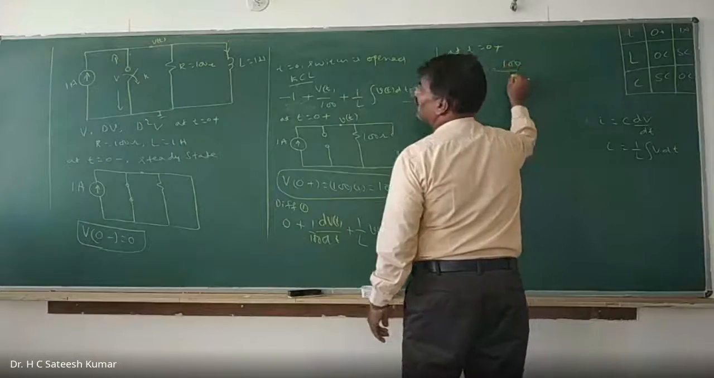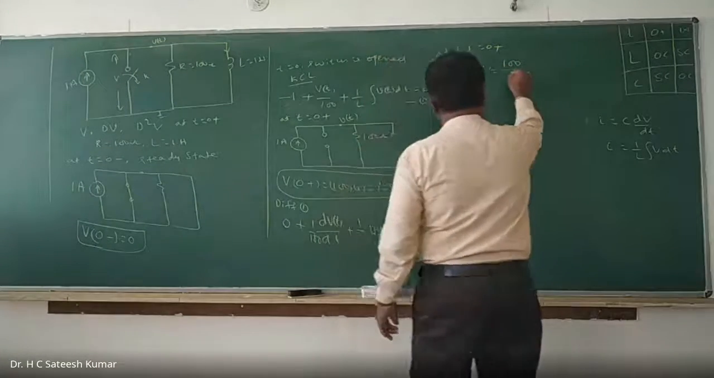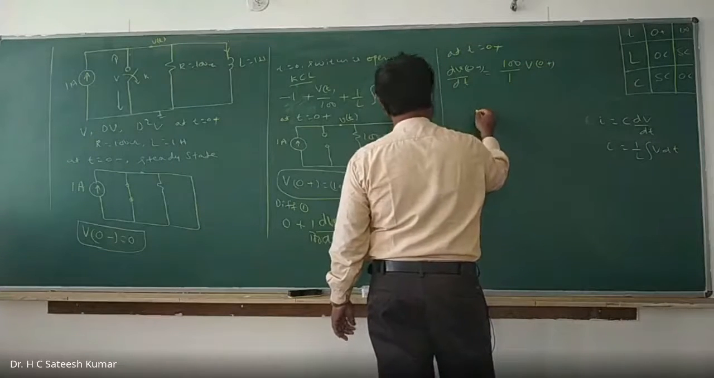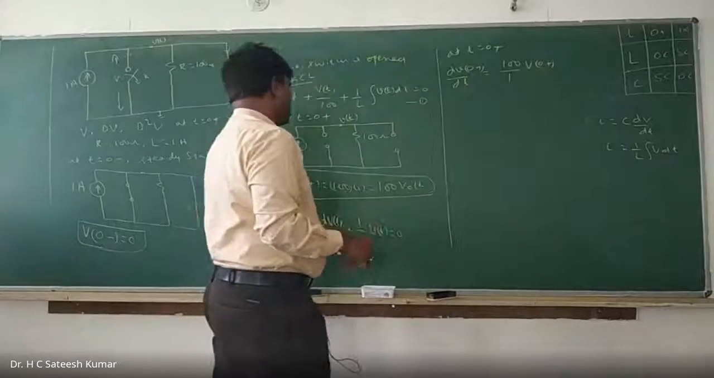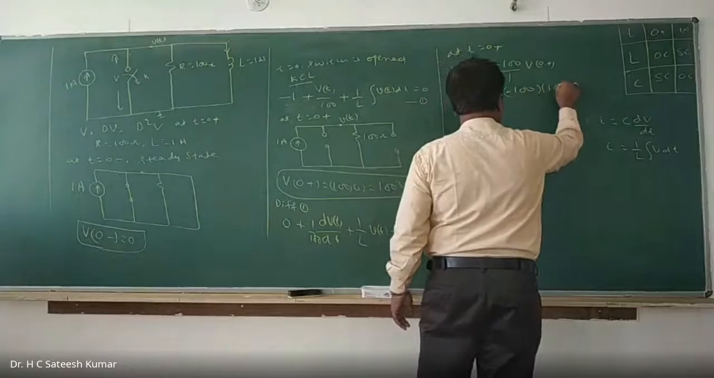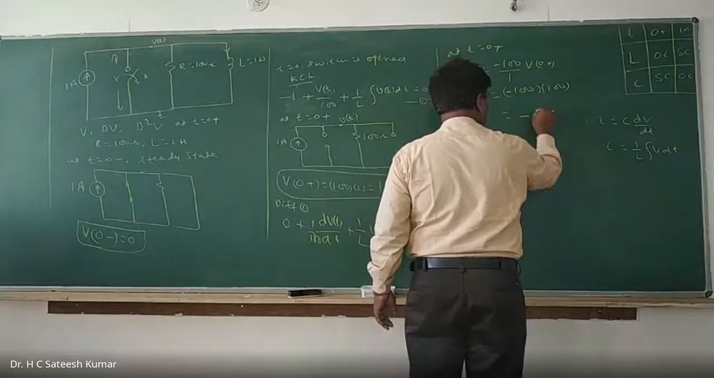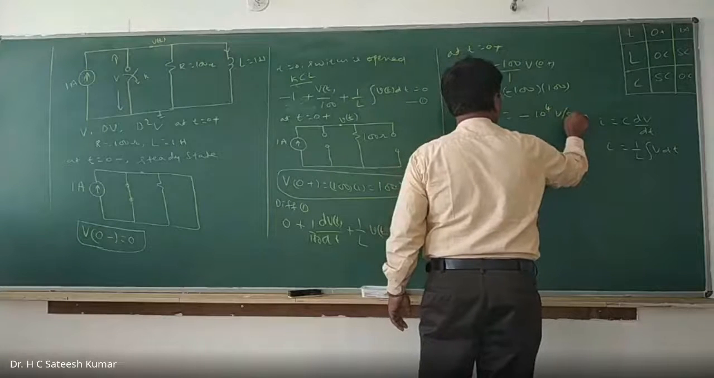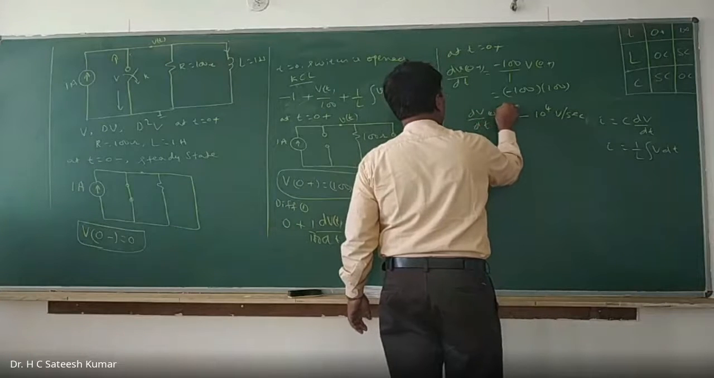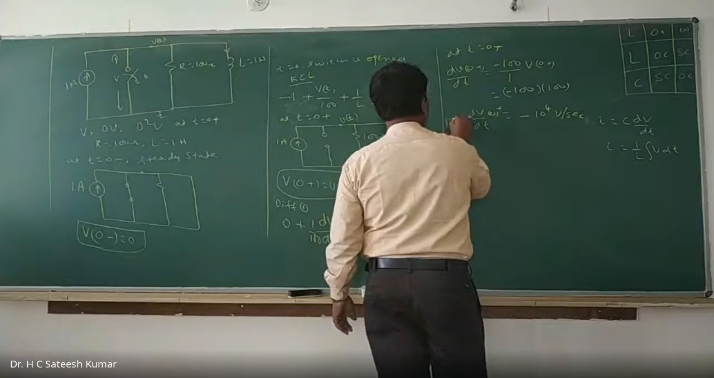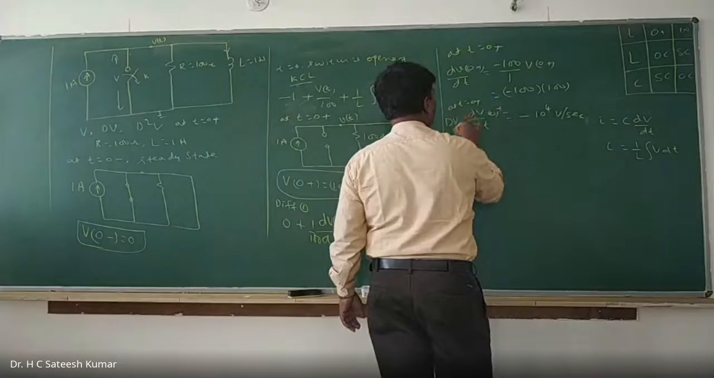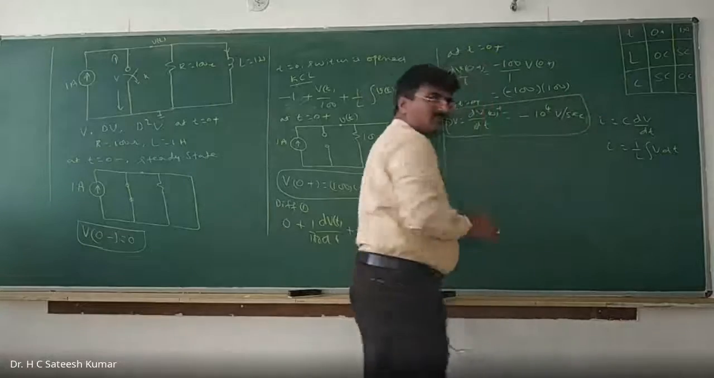100 divided by L. L is equal to how much? 1 Henry. 1 into V0 plus, which is equal to, it is minus, no? Transferring to the right hand side, it becomes minus. So it is equal to minus 100 into 100, you will get minus 10 to the power of 4 volts per second. That is your dV by dt at 0 plus, at t is equal to 0 plus.